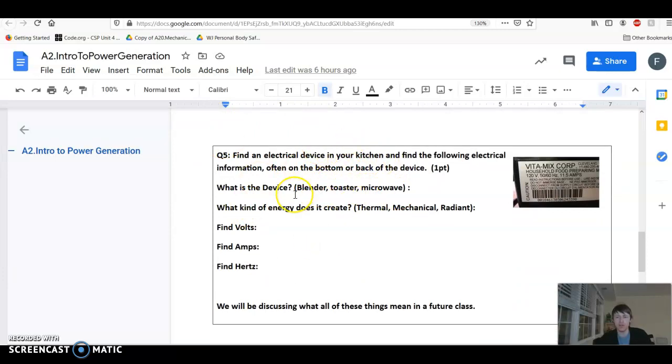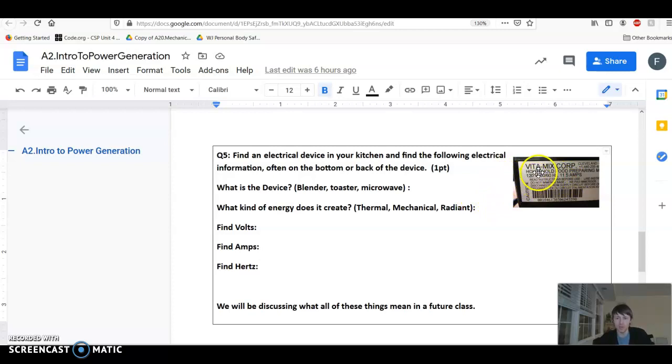I want you to find some electronic appliance in your house that has this kind of sticker on it. Most of them do. This sticker will tell you 3 things that we're going to explore next time. It'll tell you the volts, the amps, and the hertz. Don't worry so much about what those things mean right now. We'll come back to that and explore it together. You're certainly welcome to look it up though.